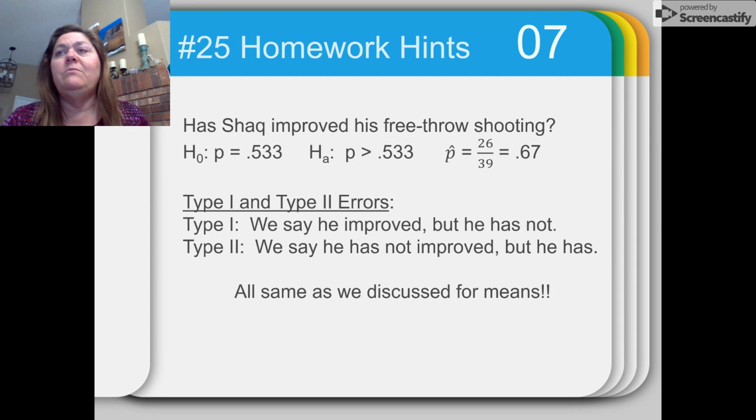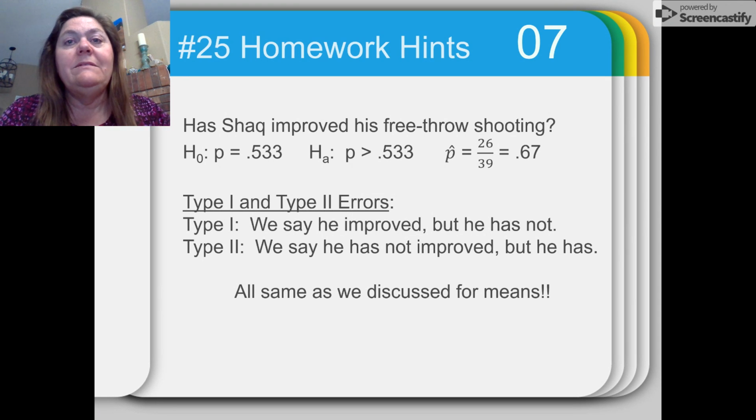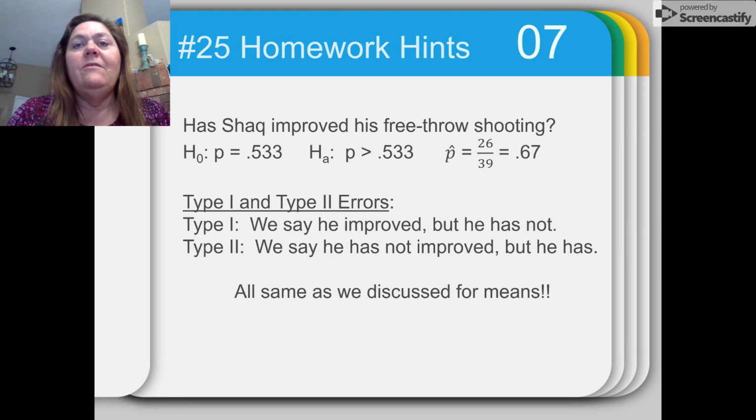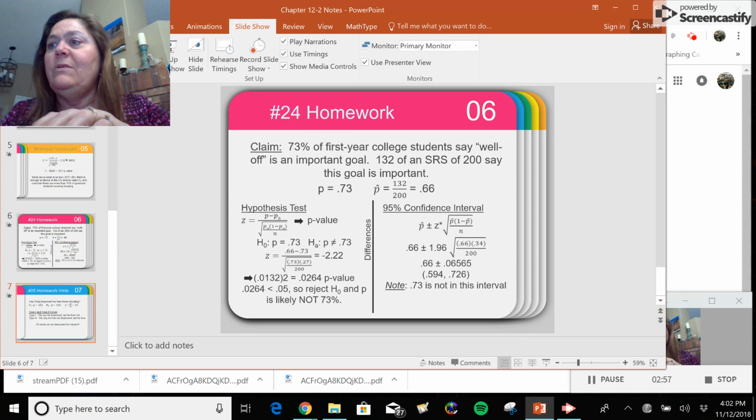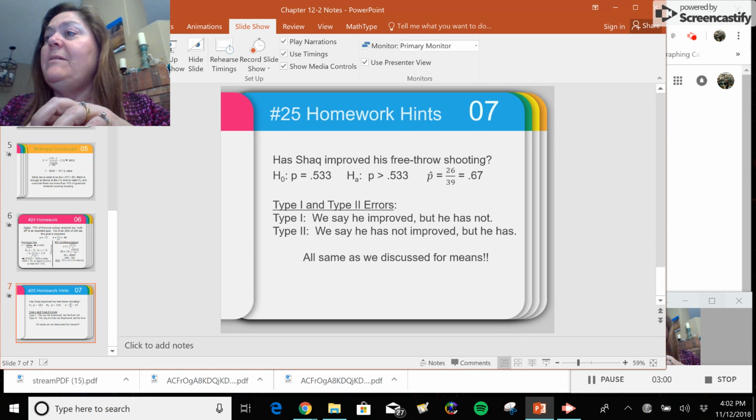I just wanted to pull that up for you so that you felt confident as you were doing this, that basically you're doing everything you did for the z-test for means and t-test for means. It's just now a z-test on proportions. So remember, your formula just changes a little bit for your test statistic, but all the processes are exactly the same. So I think we're good with that.